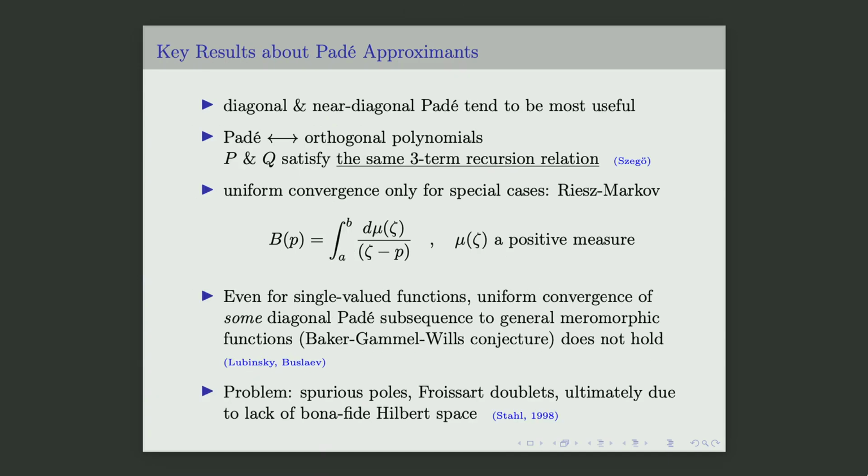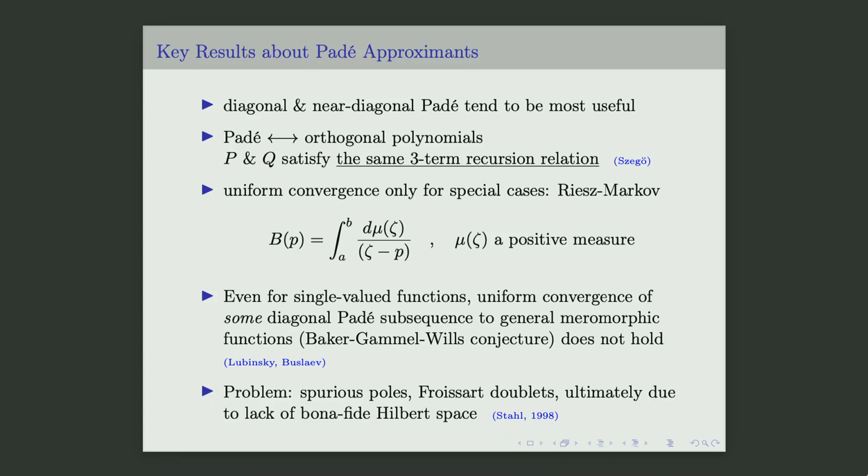Here, there are very few actual solid mathematical results about Pade, but some empirical observations. Diagonal and near-diagonal are the most useful. It's kind of obvious. If you take a polynomial as a ratio of a polynomial over 1, you don't gain much. And if you do 1 over a polynomial, you also don't gain much. So it's somewhere in the middle that it's going to be most useful.